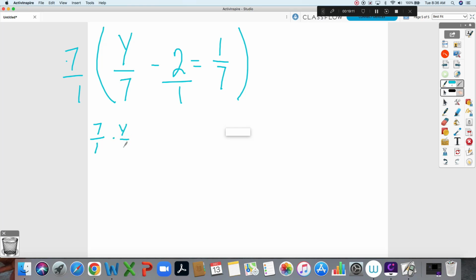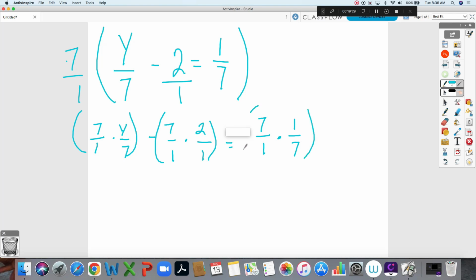times y/7 minus 7/1 times 2/1 equals 7/1 times 1/7. Remember, we have to multiply that all the way through our equal signs. Everything must be multiplied by that 7.